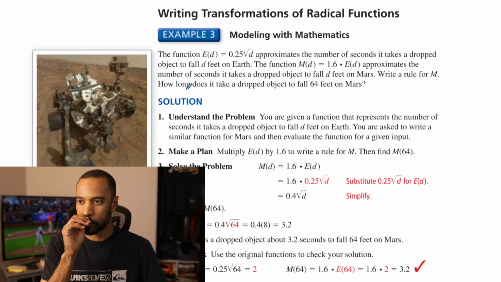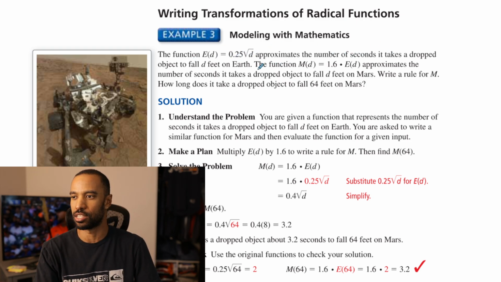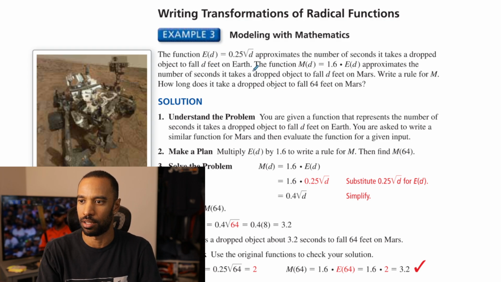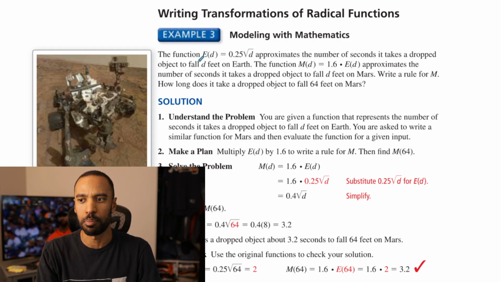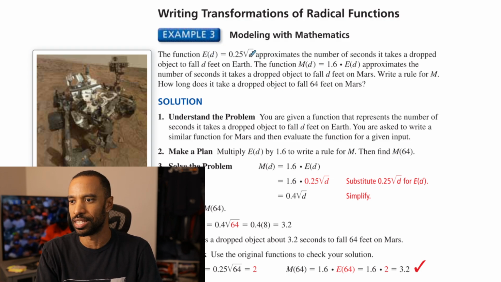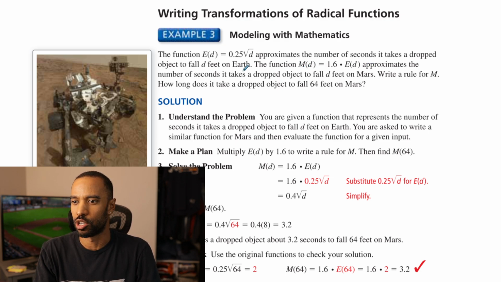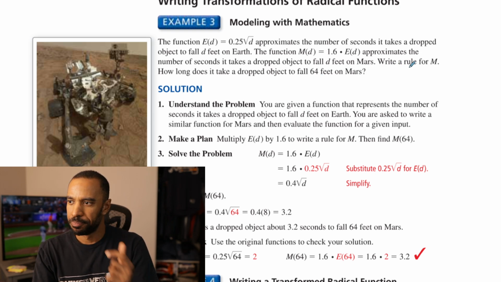All right, let's look at some modeling with mathematics. They have a function with a square root. It approximates the number of seconds it takes a dropped object to fall on Earth. I guess it's kind of flipping some things around. Now time is your y value, whereas distance is your x value. There's a flip-flop there. This function approximates the number of seconds it takes on Mars. Write a rule for m.